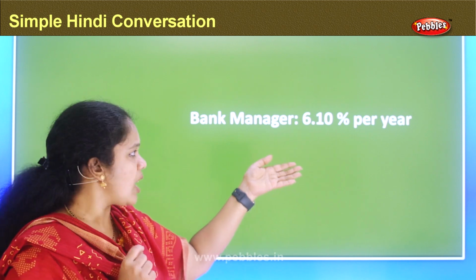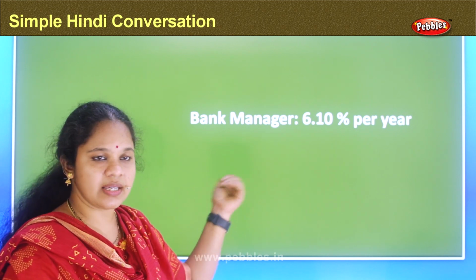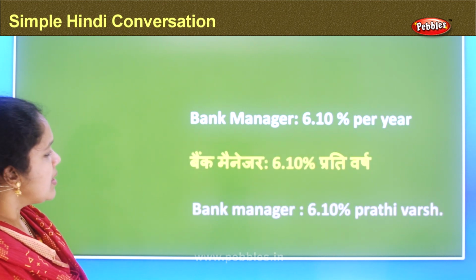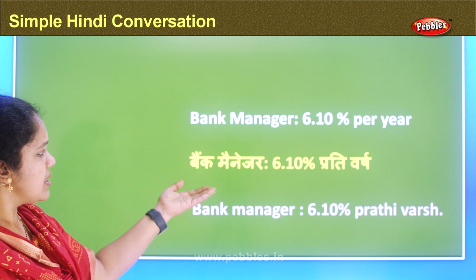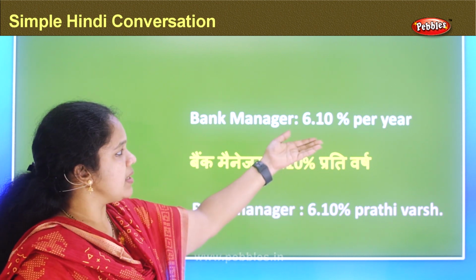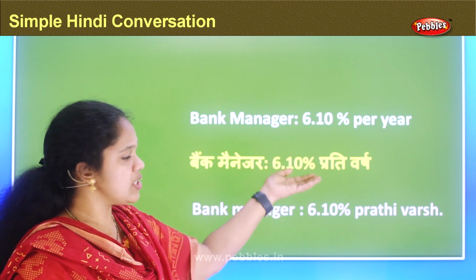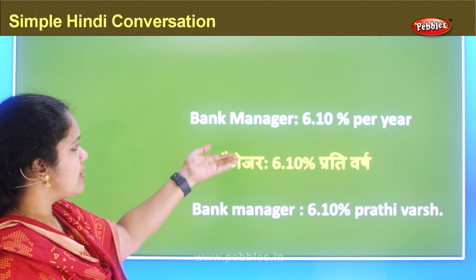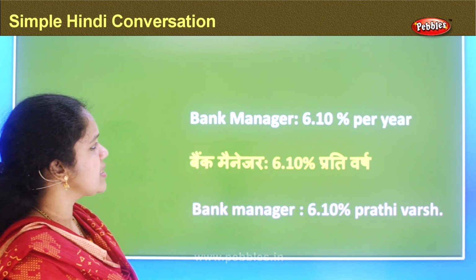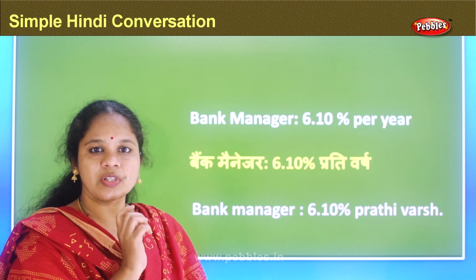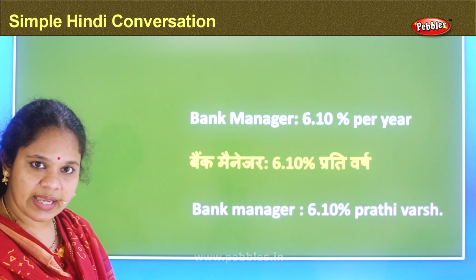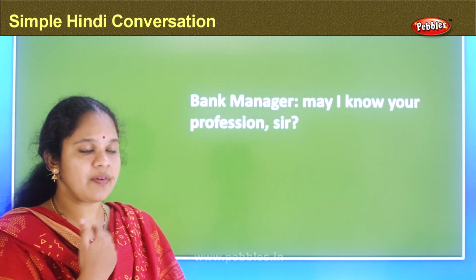How do we say that in Hindi? Let us see here. Bank manager, he says, 6.10 prati varsh. Per year means prati varsh. The digits will be the same. There is no need to brief it because this is a very simple sentence. Per year means prati varsh. So he conveys the interest rate. Going to the next slide, let us see how the customer replies.